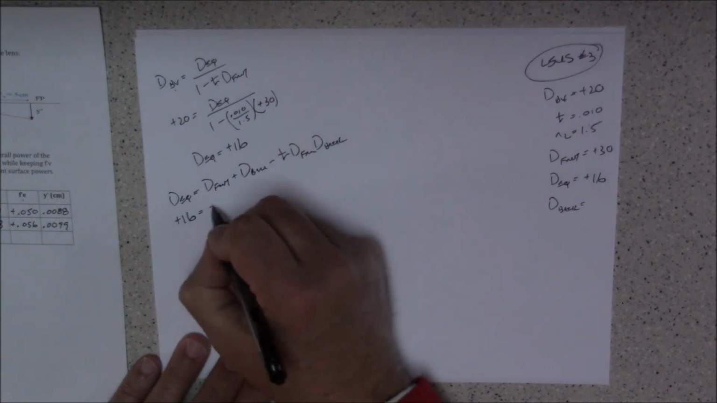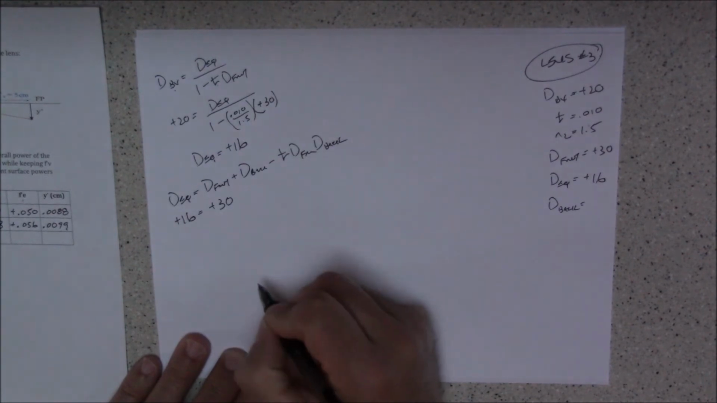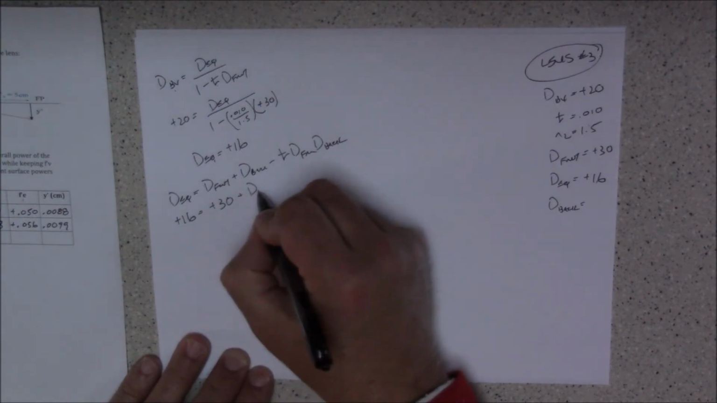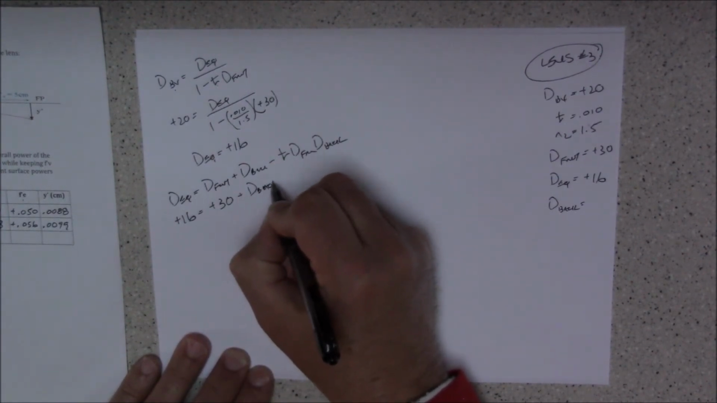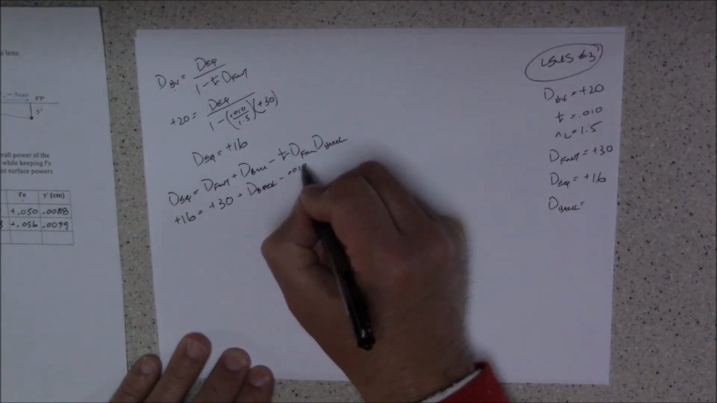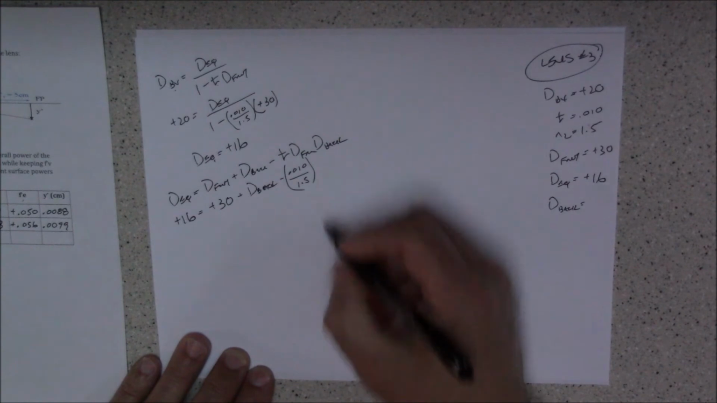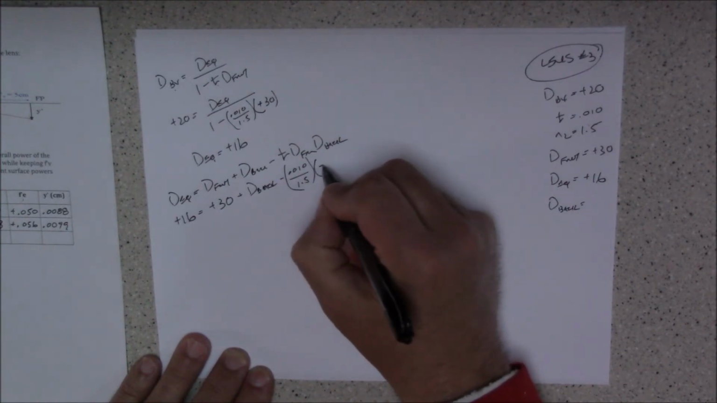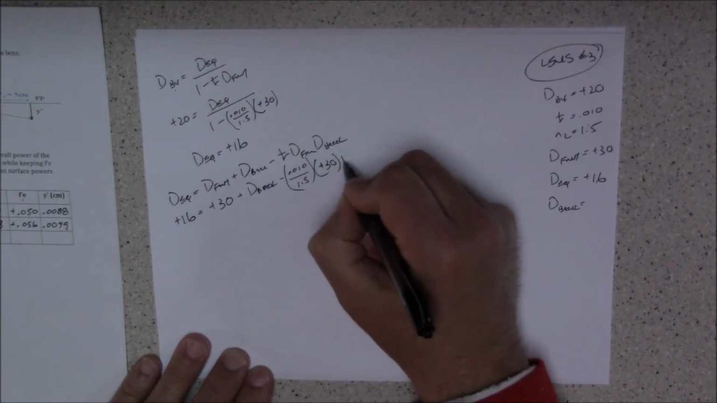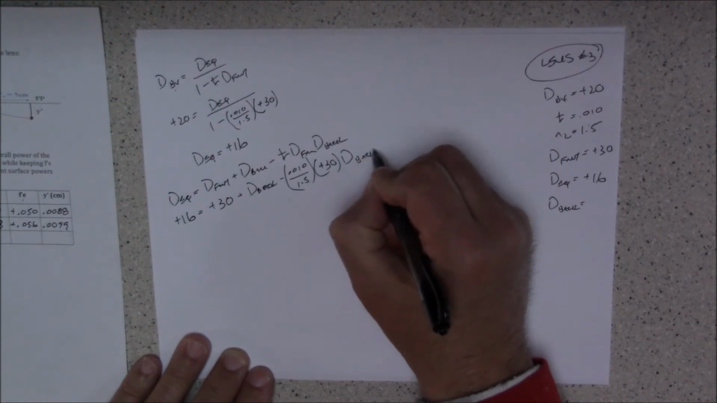The front curvature was given to you in the problem. That is 30. The back is what I am looking for here. The thickness is the linear thickness, which is 10 millimeters, divided by the index of refraction of the material, which is 1.5, times the given front curvature, which was 30, times the back curvature, which is the variable we want.